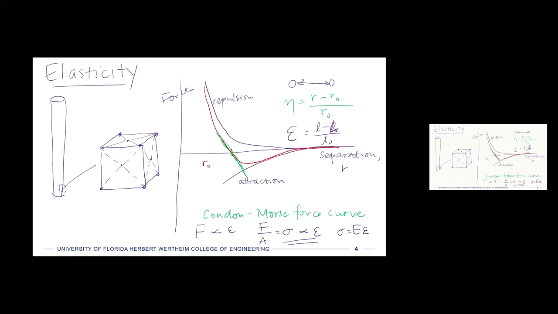Did you say that eta had a name here? Does the constant have a name? Eta is the engineering strain. Eta is the fractional change of the interatomic spacing. I was wondering if it was like a Condon-Norris constant or something. No, I don't think so. Excellent questions.